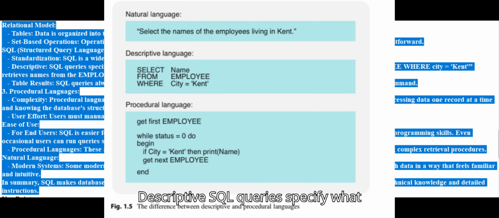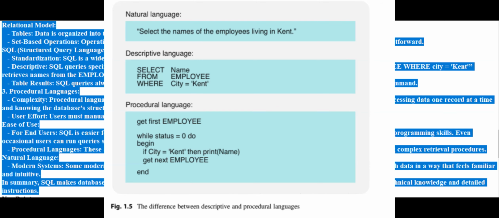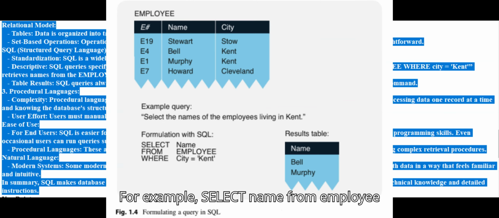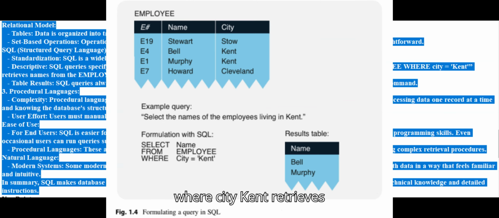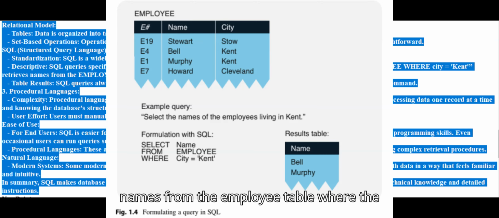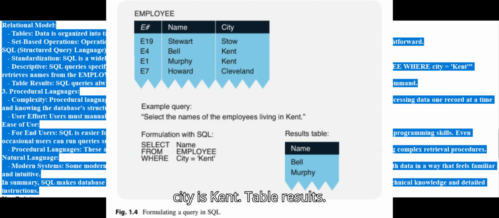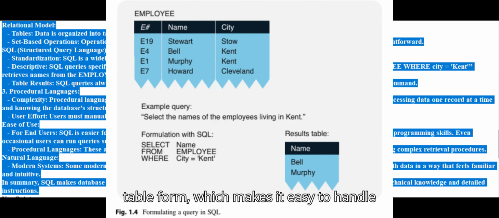Descriptive. SQL queries specify what results you want, not how to get them. For example, select name from employee where city equals Kent, retrieves names from the employee table where the city is Kent. Table results. SQL queries always return results in table form, which makes it easy to handle large sets of data with a single command.